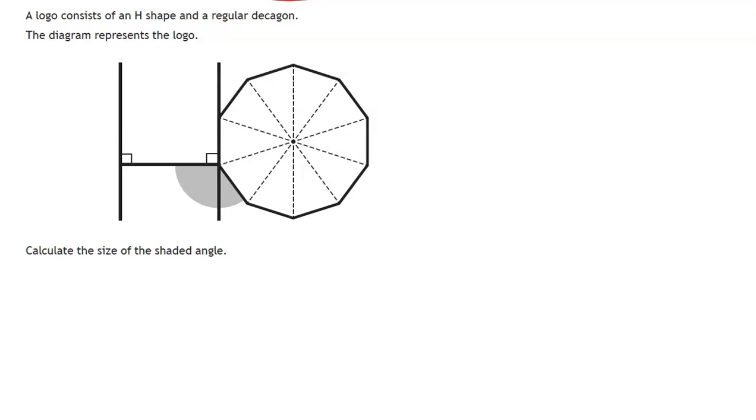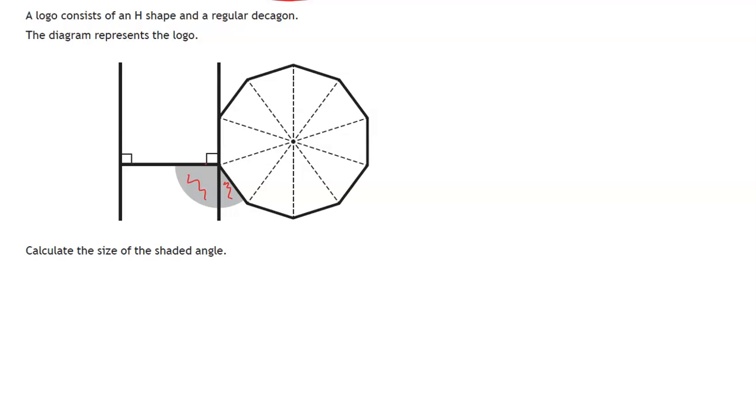This question here, we're looking at properties associated with angles and shapes. We're given a logo consisting of an H-shape and a regular decagon, and we're given a shaded angle there. What the question asks us to do is calculate the size of the shaded angle. Now there's two parts to this shaded angle. There's this part here and the part here between the line and the decagon itself.